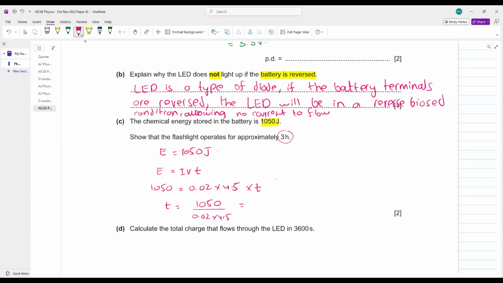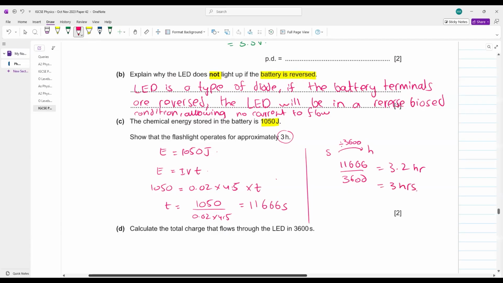Your time comes out to be roughly 11666 seconds. But you have to convert it into hours. Whenever you go from seconds to hours, what do you do? Divide it by 3600. Divide, how many hours are coming? The hours come out to be 3.2 hours, which is approximately equal to 3 hours. Okay, understood. In this you had to remember the conversion, that if you go from seconds to hours, what will you use for conversion? Divide by 3600.